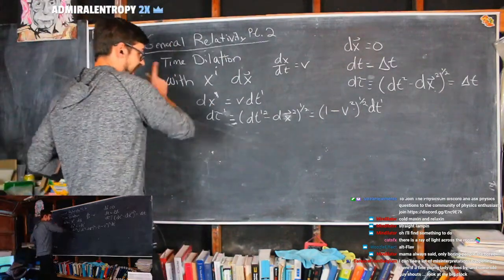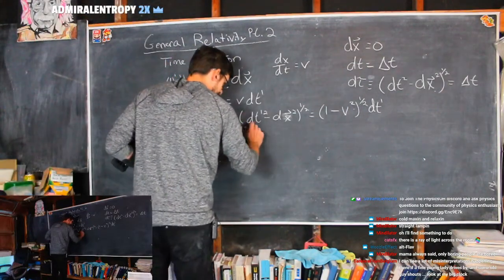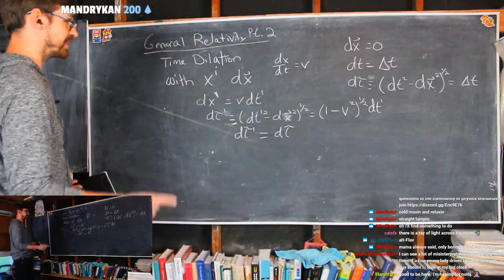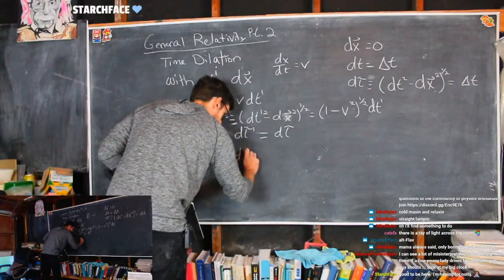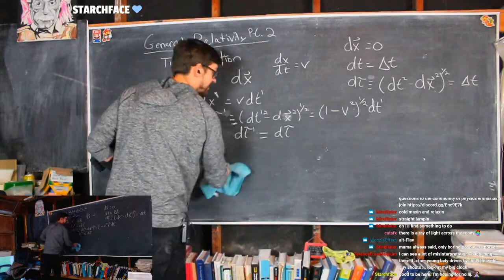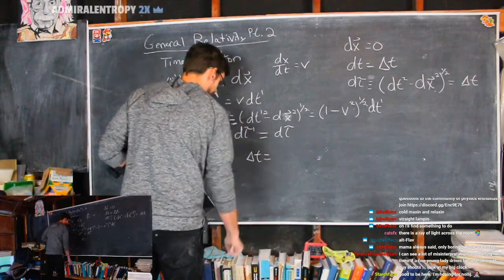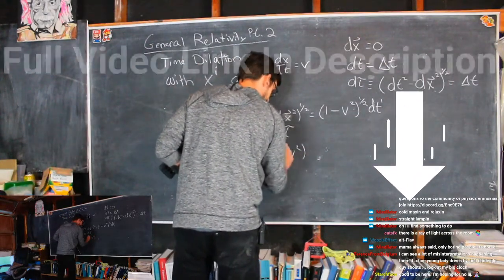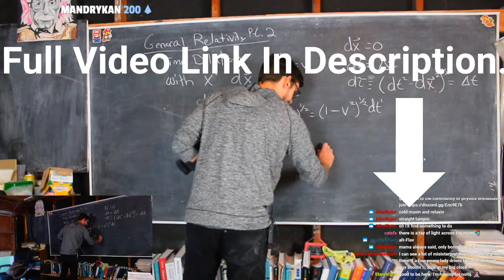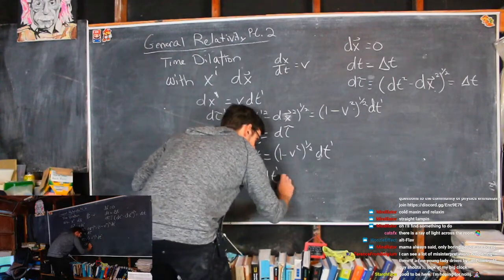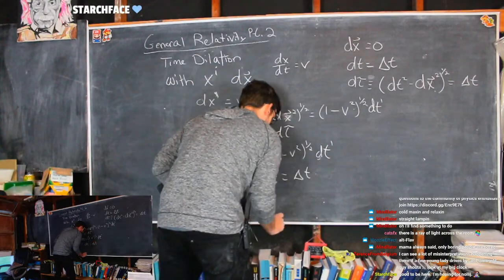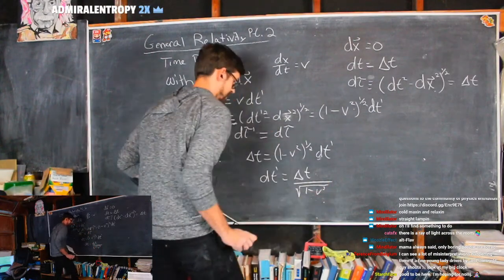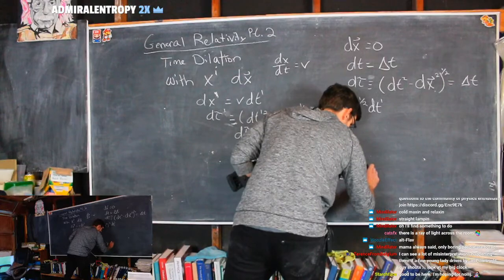But we know that under any Lorentz transformation, d tau prime has to be equal to d tau. What does that mean? Well, d tau is equal to delta t, and d tau prime is equal to the square root of 1 minus v squared, times dt prime. So that means dt prime has to equal delta t divided by the square root of 1 minus v squared, which equals gamma delta t.